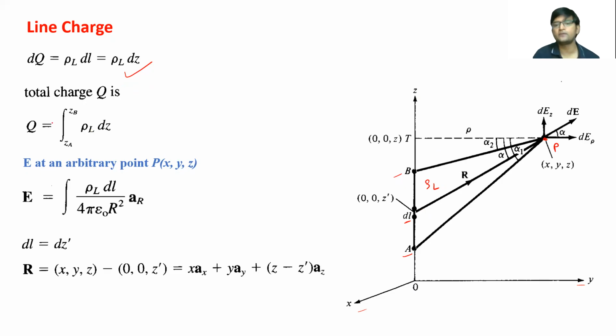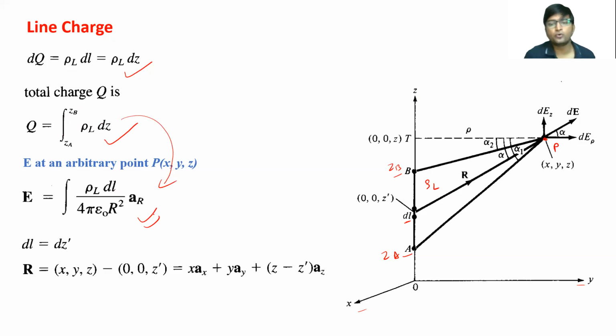And if you want to calculate the whole charge, between A and B, you have to take the line integral of rho L dz, right? So the limits will be ZB to ZA. So this point is ZB and this point is ZA. So if you extend this formula of Q to calculating the electric field, all you have to do is put this thing in the electric field equation.